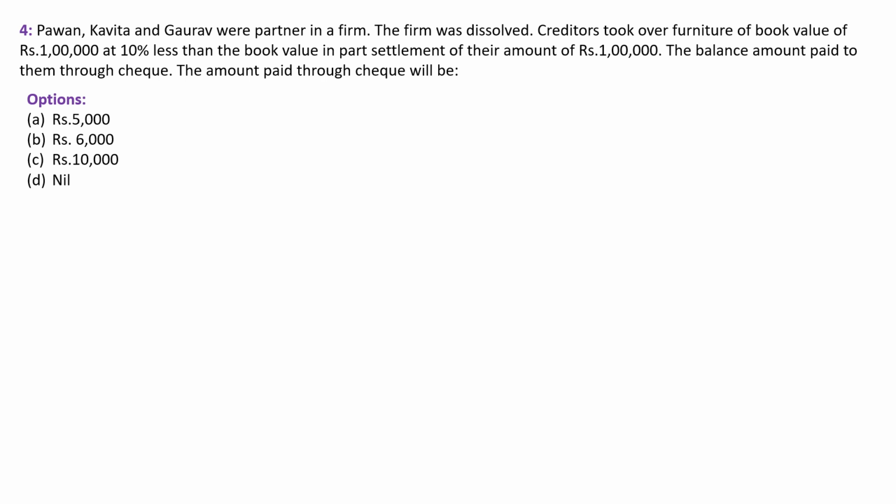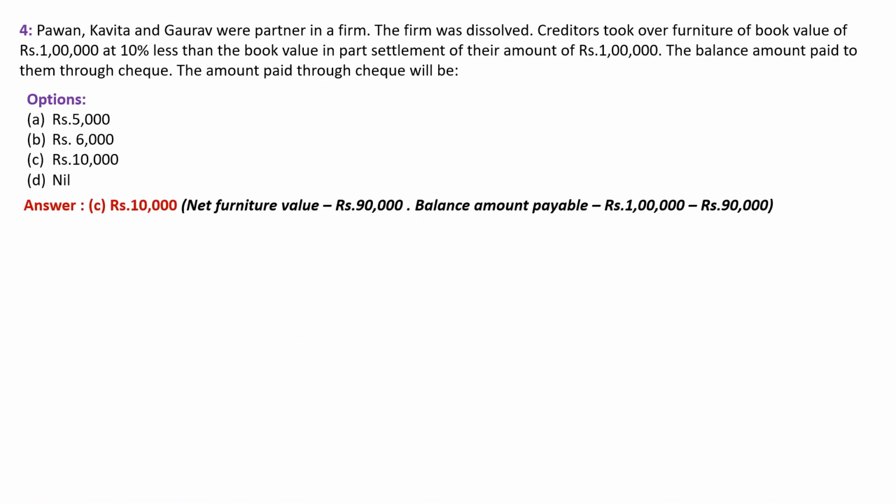The book value of the furniture was 1 lakh, but at what amount has it been settled with the creditor? At 90,000 rupees. That means a 10% discount is given on book value. Now, if 90,000 is settled by furniture, what is the remaining amount to be paid by cash or cheque? It is 1 lakh minus 90,000. So the answer is C, 10,000 rupees.